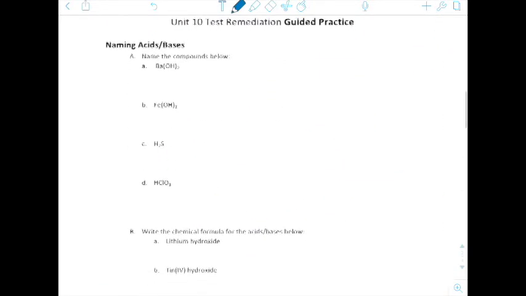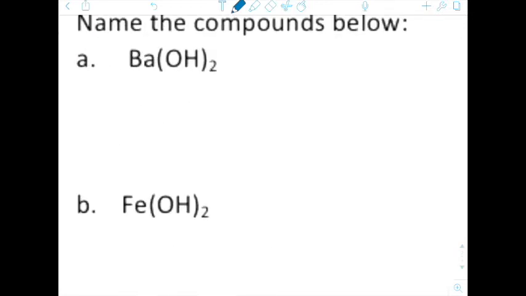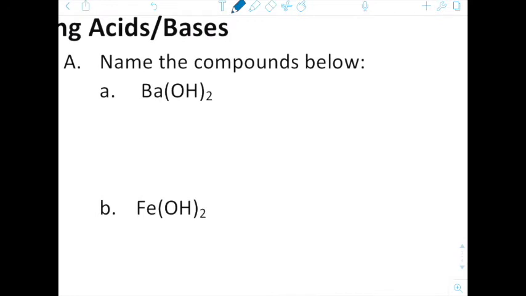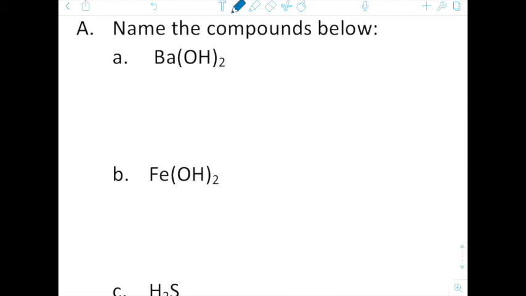Looking at naming acids and bases. When we name acids and bases, bases are simple. They're named using just our formal ionic compound naming. So you name the metal, check if it's d-block, and then it's going to have a hydroxide on the end of it. Like our first one, we have barium and we have hydroxide. Since barium is not in the d-block, it only has one oxidation state. It's just barium hydroxide.